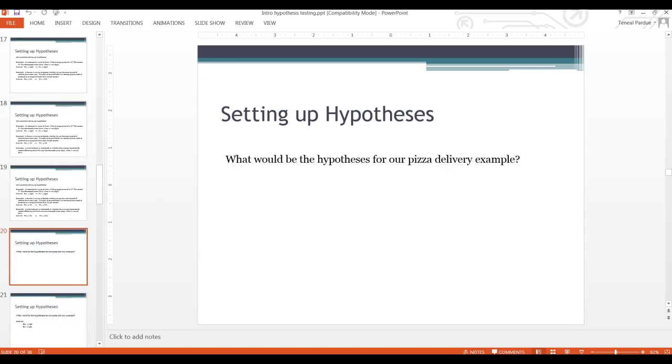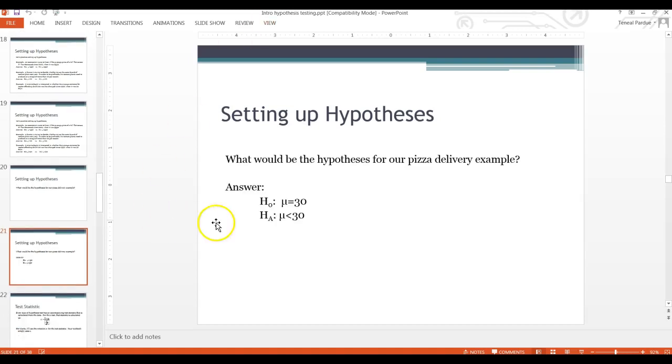So then what would be the hypotheses for our pizza delivery example? If we go back to what that example was, we're looking to prove whether the mean is less than 30 minutes. So that means our alternative hypothesis would be mu less than 30, and that leaves our null hypothesis at mu equals 30. All right, so that's the first step, setting up hypotheses.